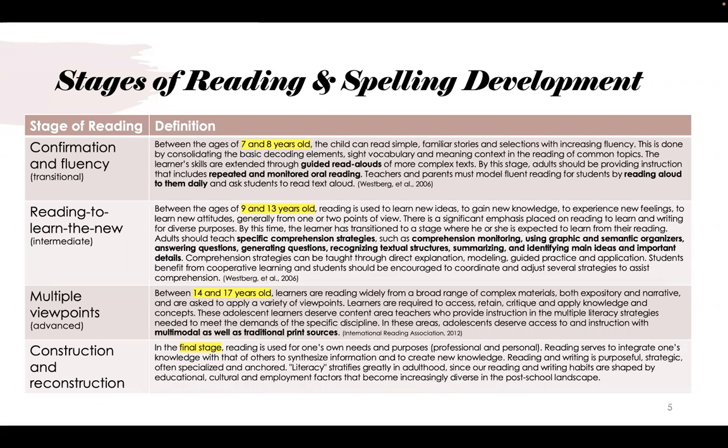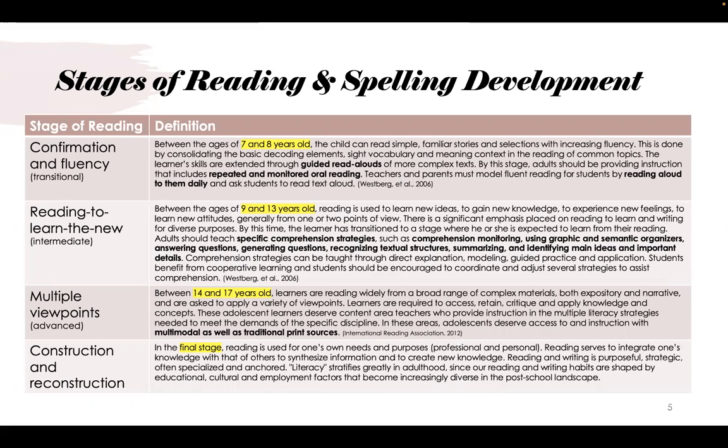Answering questions, generating questions, recognizing text structures is very important. Teaching the students the characteristics of different text structures is important. Teaching them how to understand, like, oh, this is a how-to text, or this is a cause and effect type text, and they should be able to identify them based on characteristics in the text, and modeling of our reading it together, summarizing and identifying main ideas and important details.